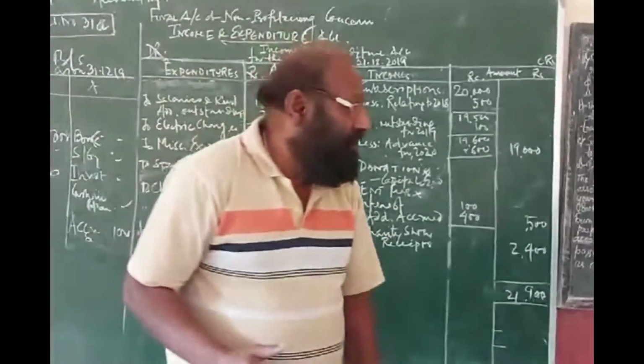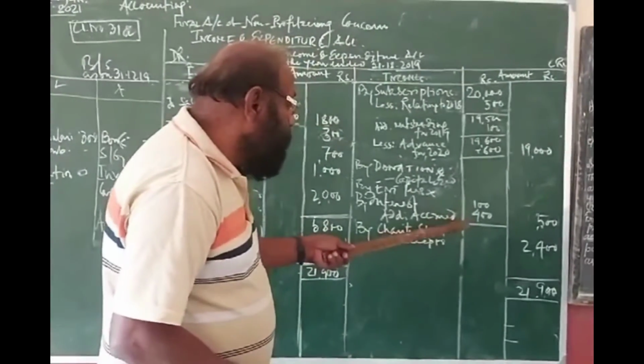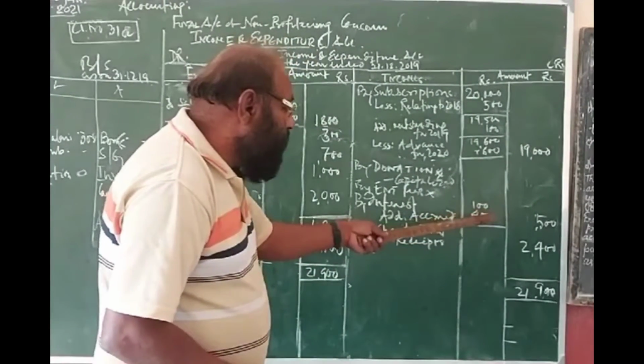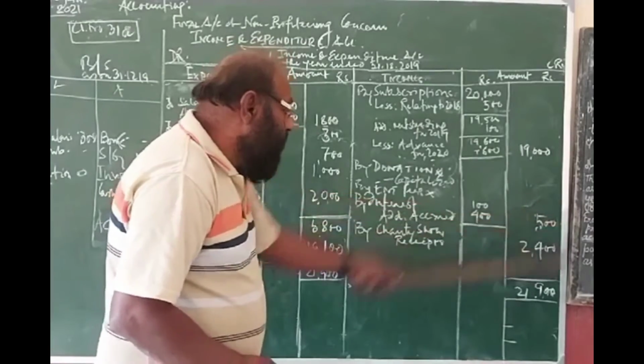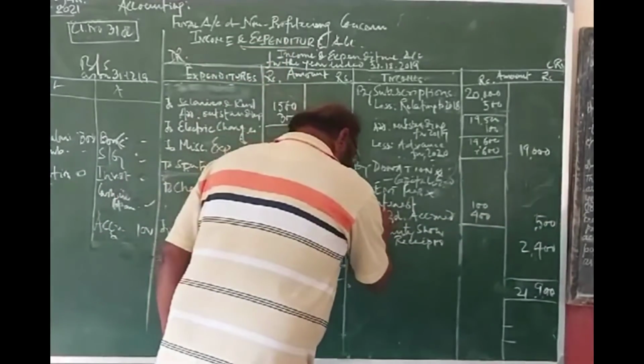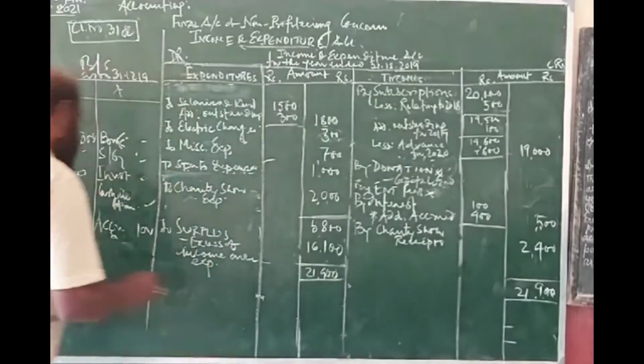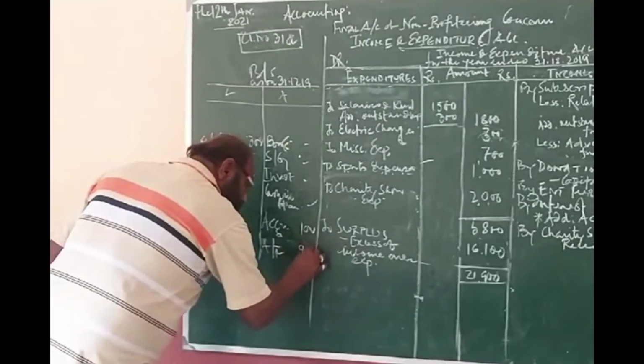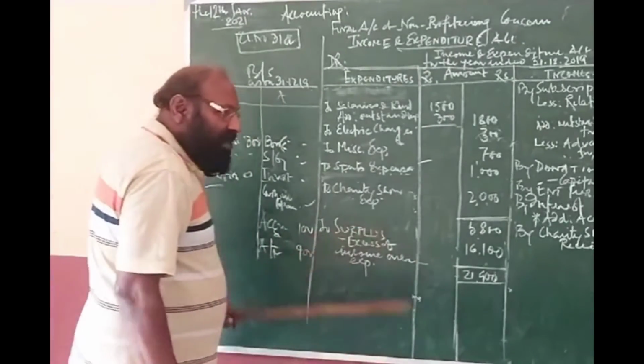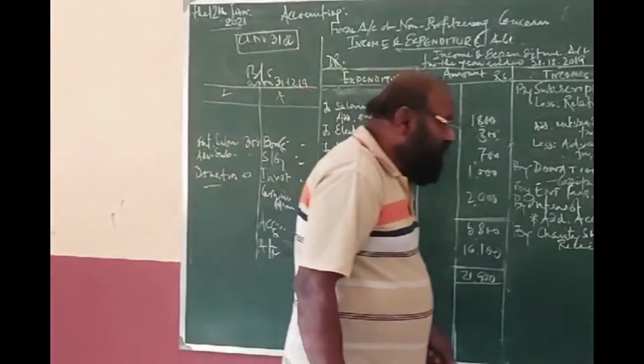But how much have you received? You have received 100. How much have you not received? You have not received 400. So that is accrued. So 100 plus 400 equals 500. And this 400 is your accrued income, accrued interest, and it will be your asset in the closing balance sheet.